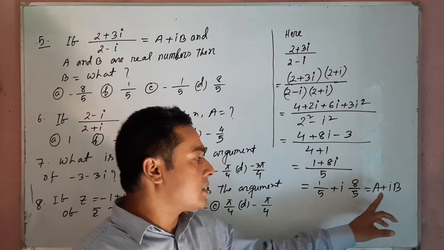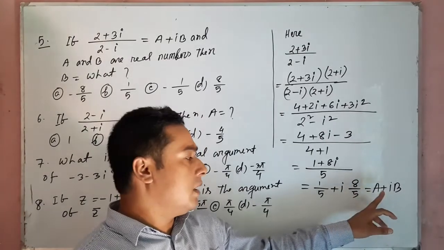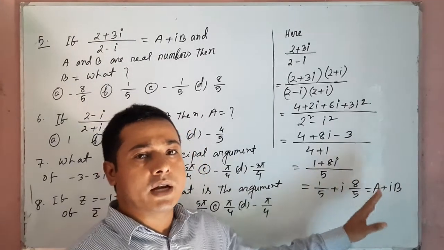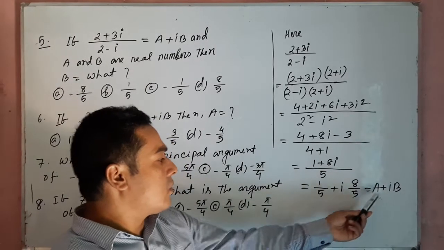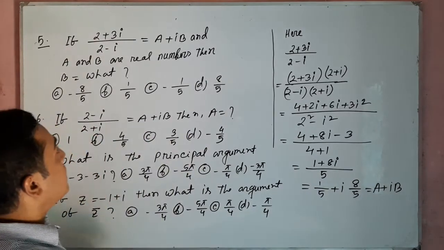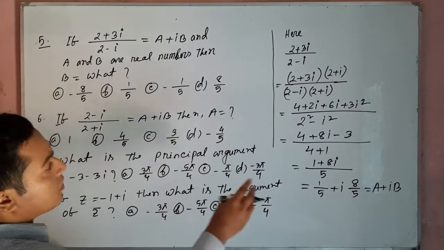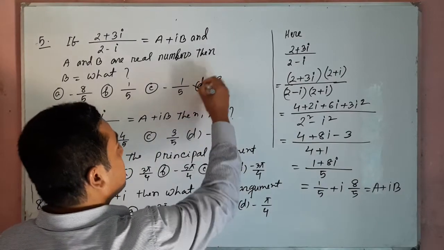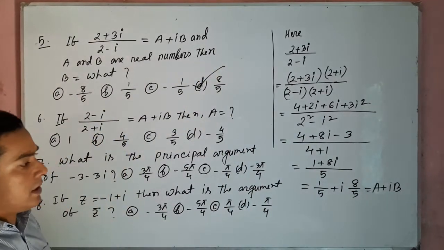When two complex numbers are equal, what will happen? Their real parts and imaginary parts are equal. So a is equal to 1 by 5 and b is equal to 8 by 5. That means what is the value of b? b is equal to 8 by 5. So our answer is D.